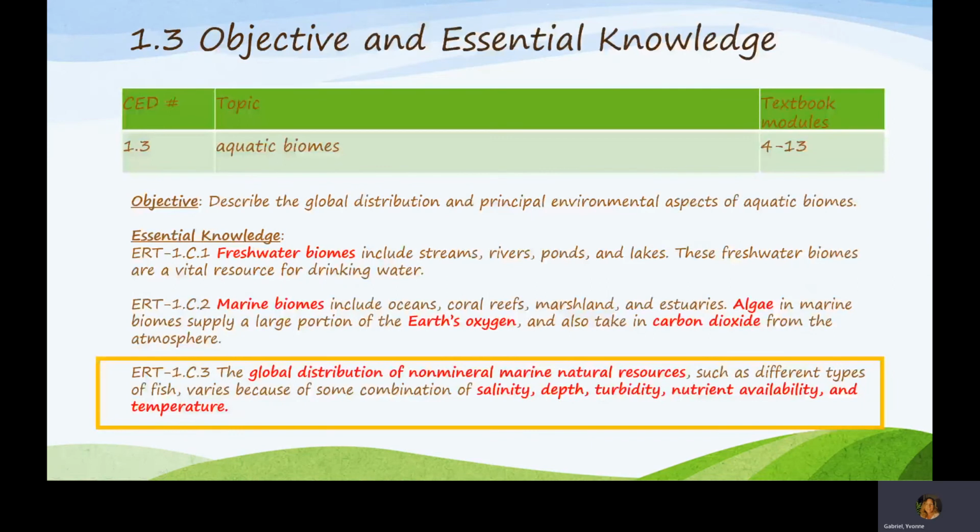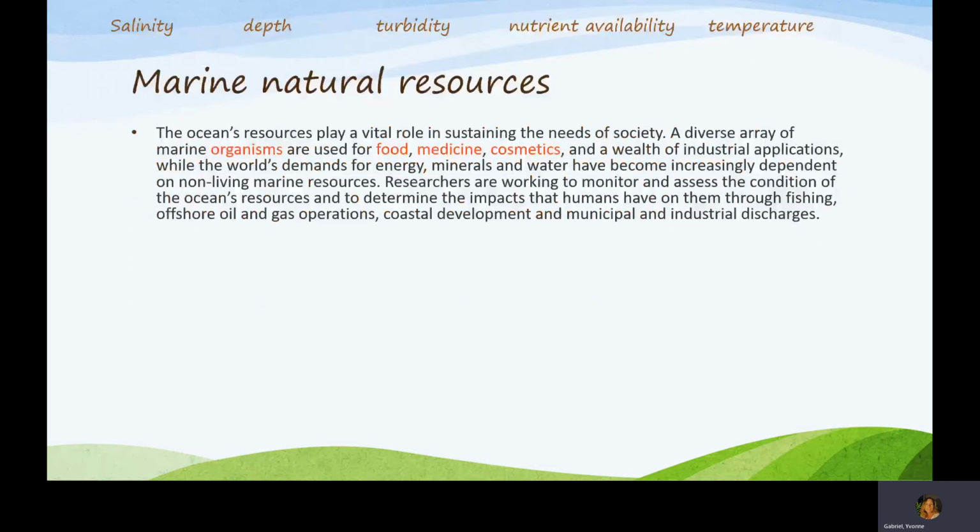The last thing I'm going to show you is about the global distribution of our marine natural resources. So it's all about fish. It's all about the things that we like to use, humans like to use. So I'm not going to read this slide to you. You're going to pause and read it yourself, but go ahead and look at the top. So natural resources could be affected, like with the fish. We're going to use fish for an example. Fish could be affected if there's a change in salinity, depth, turbidity, nutrient availability, and temperature.